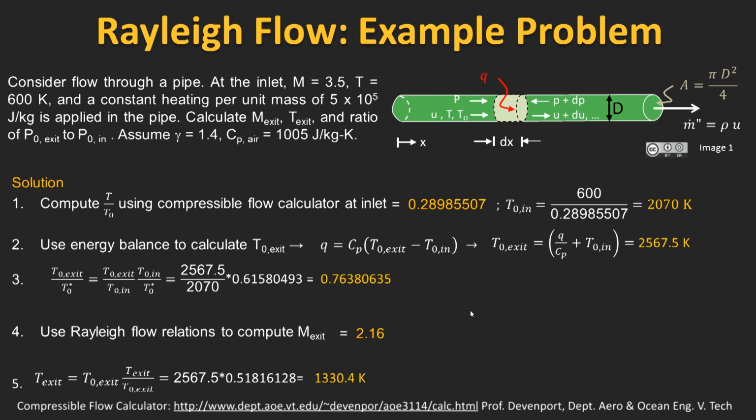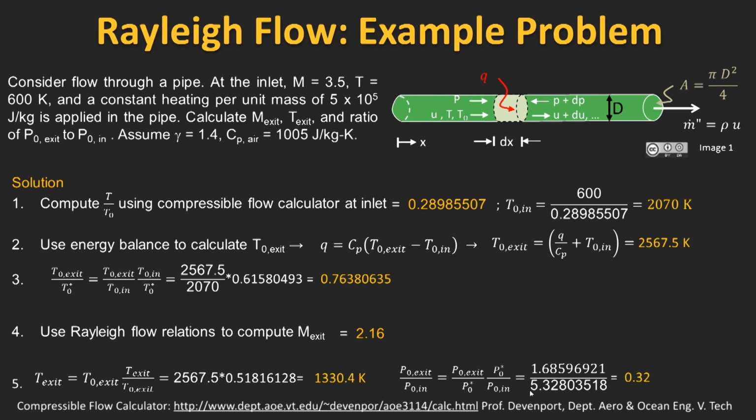To do that, let's write out the expression first. P naught exit by P naught in equals P naught exit over P naught star, multiplied and divided by P naught star, over P naught in. Clearly this can be obtained as a function of the exit Mach number using Rayleigh flow relations. This can be obtained as a function of inlet Mach number using Rayleigh flow relations. When we computed Mach number at the exit, I pointed out that we can grab the P naught exit by P naught star, which is 1.68596. I've used that there.